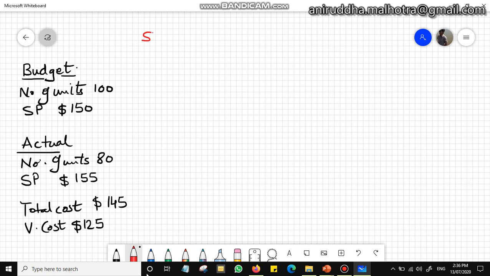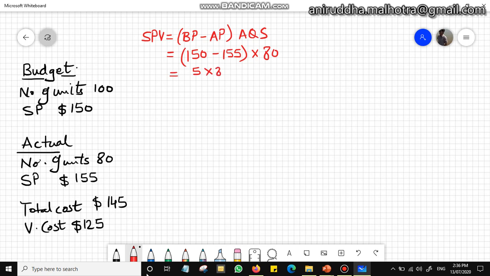So let's go for the first one, that is selling price variance. It is simply the difference between your budgeted price and actual price into actual quantity sold. So in this case, the budgeted price was 150, you actually sold it for 155, so that's $5 more, and hence your variance will be favorable, into the number of units sold, that is 80. So that is 5 into 80, that is $400 favorable. And the calculation is as simple as that.